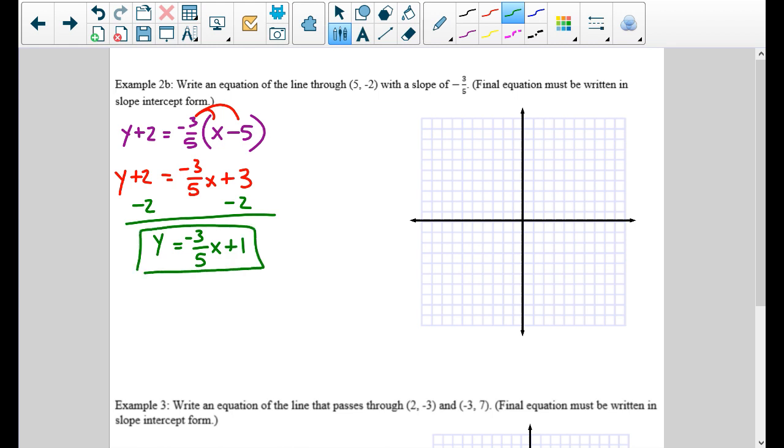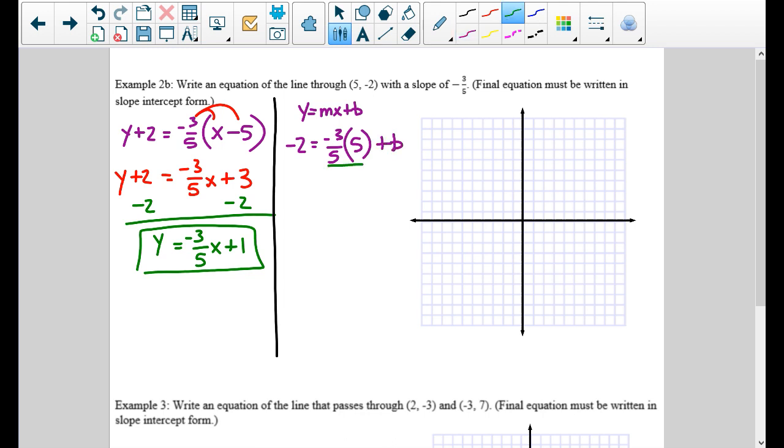So if you want to see it using the slope intercept form, I'll do that on this problem. So again, y equals mx plus b. My y value is -2. M is -3/5. X value is 5 plus b. So we need to solve for that b.